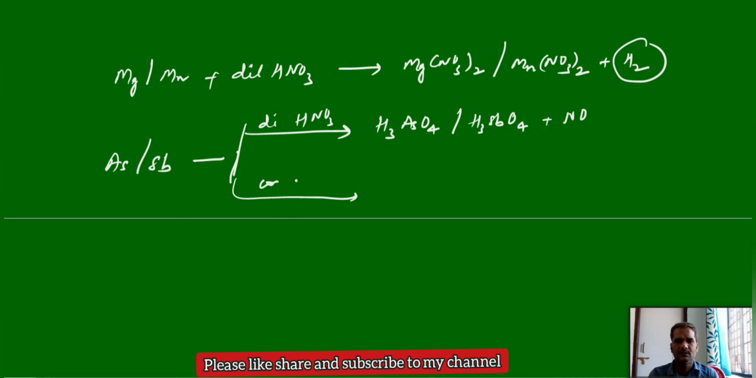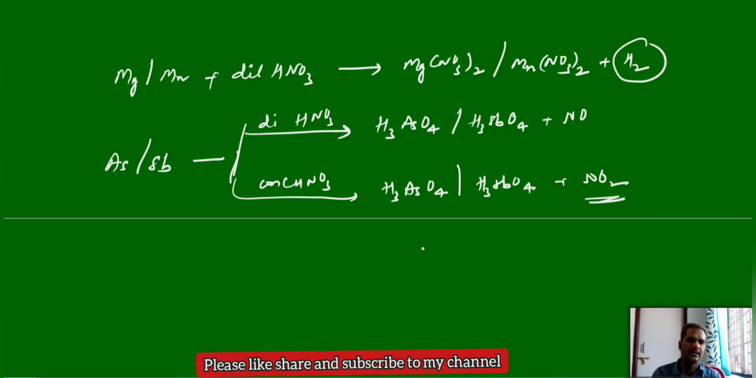And if you use concentrated nitric acid, again one of the products is the same. You may get arsenic acid or antimonic acid, but here concentrated nitric acid can give nitrogen dioxide. So this is with metalloids. Arsenic and antimony are both metalloids. So that was the reaction with non-metals, metals and metalloids.